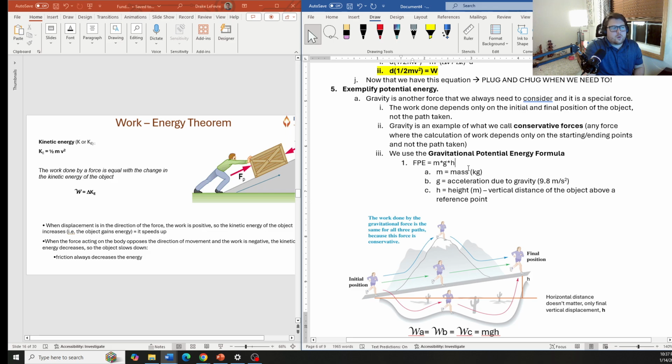So we use this equation. The gravitational potential energy is equal to the mass of the object multiplied by the gravitational acceleration constant. So this G is always 9.8 meters per second squared. Never changes. So 9.8 is your G value. That is a given. You'll always know that. H is sometimes written as Y.